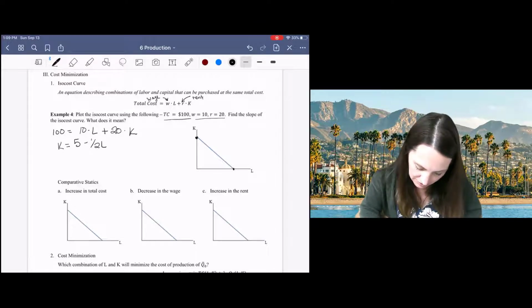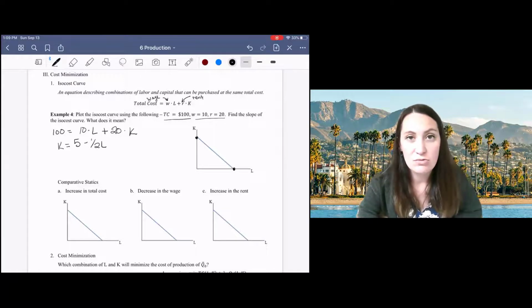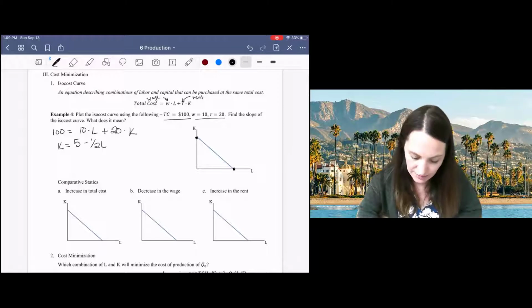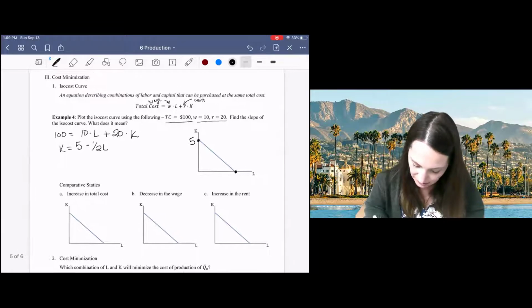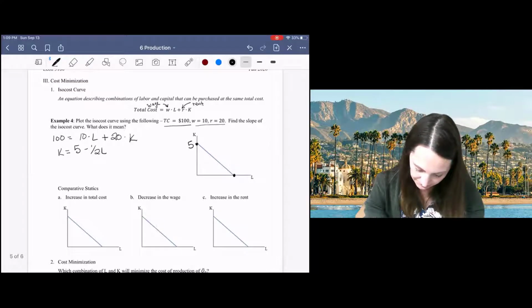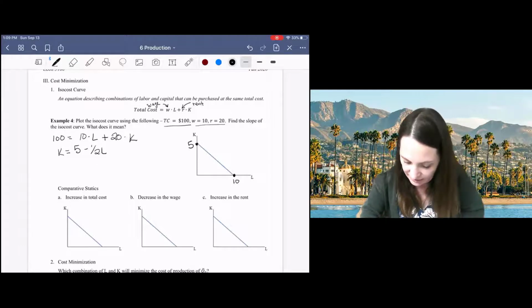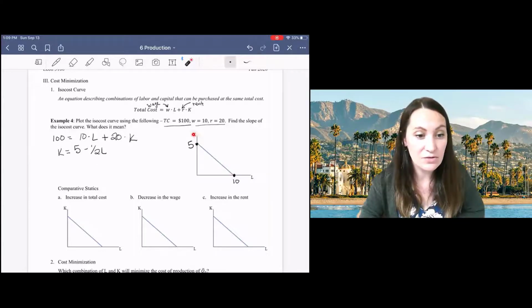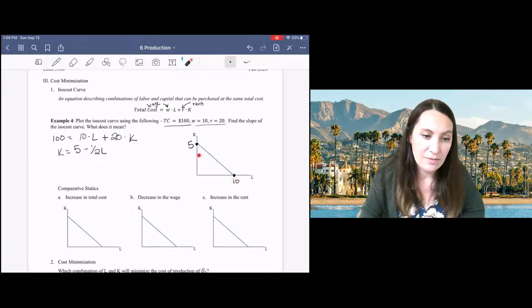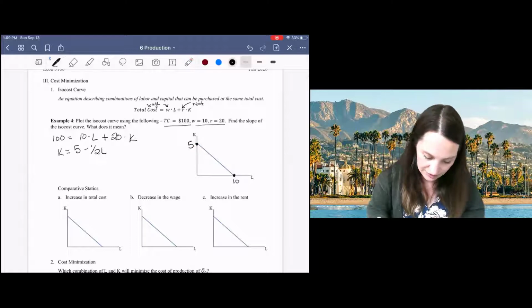Another way to think about plotting this equation is to determine the intercepts where you spend all of your money on capital or all of your money on labor. So spending all $100 on capital would give me 5 units of capital. Spending all $100 on labor would give me 10 units of labor. And obviously we can also purchase some combination of labor and capital between those 2 points, and that would also give us a total cost of 100.